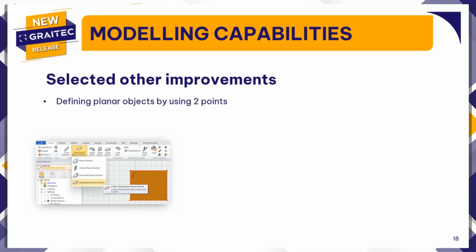This slide presents 3 other small novelties related to model creation. The first is the creation of rectangular surface elements using 2 points. So walls, slabs, or load areas can be defined just by using 2 points on the diagonal. This is a small but very useful feature, as modeling, for example, walls, takes just 2 clicks, which is quick.